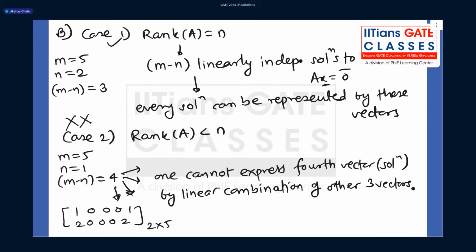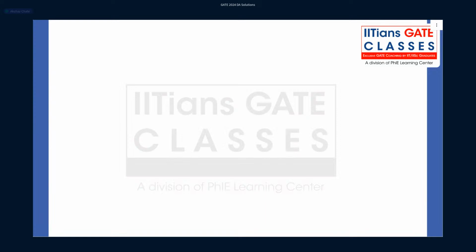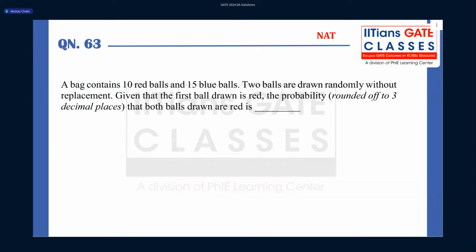So let's move on to the next question. Yeah, so this is actually a question where they try to trick you. There is nothing to it. There is a bag which contains 10 red balls and 15 blue balls. Let's say we'll use B for blue balls and R for red balls. Two balls are drawn randomly without replacement.